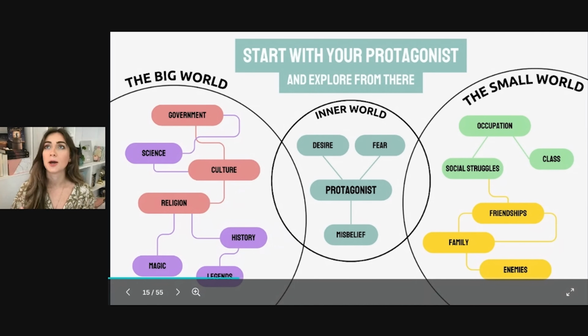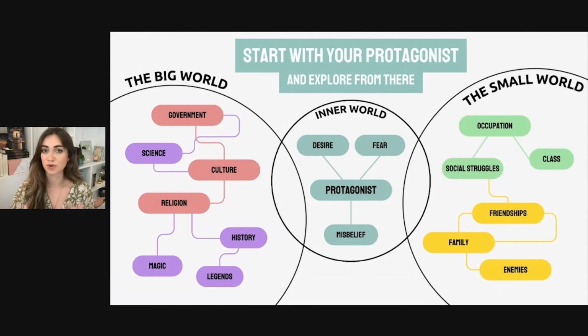It depends on the world that you're building. It depends on the genre you're writing. With science fiction, you might have a bigger focus on technology rather than magic. In fantasy, you might have a bigger focus on magic.